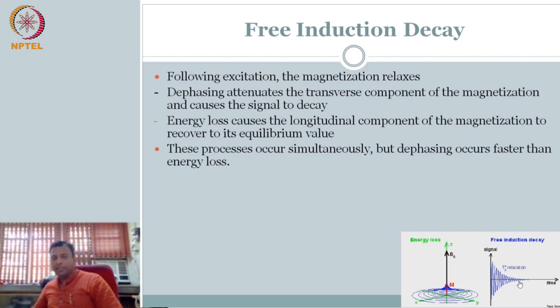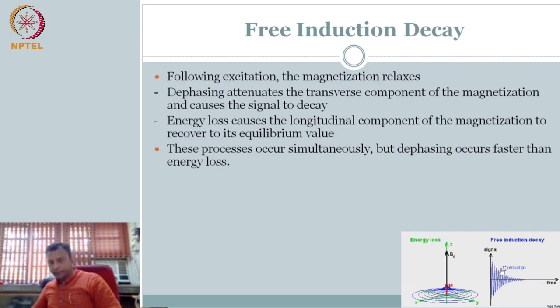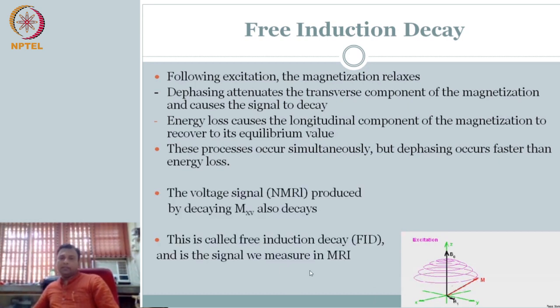How fast it goes down is the material property T2, right? And while it is going down, the M in the Z direction is increasing. So your signal, the voltage signal, is recorded, but it is getting reduced with time. The rate of reduction is going to define your relaxation time, the dephasing relaxation time. You also notice that due to energy loss, the signal in the Z direction is increased. So the voltage signal produced by Mxy also decays. This is called the free induction decay. This is the signal that you are measuring.